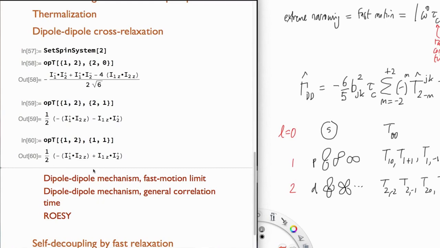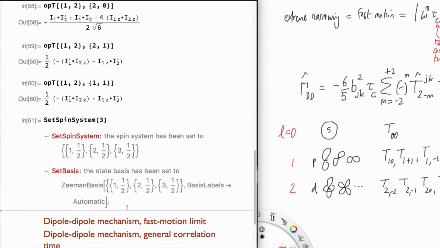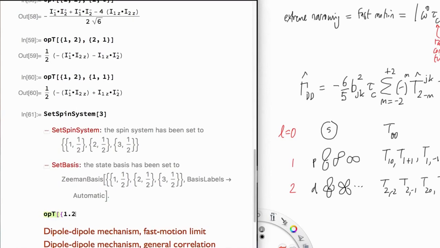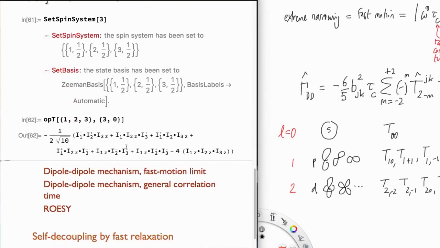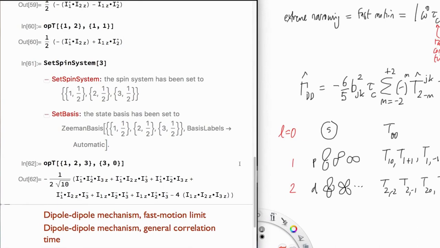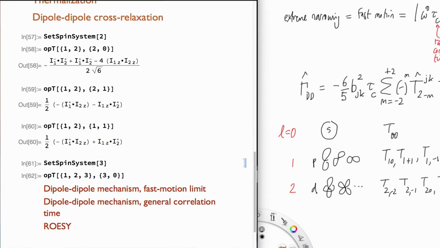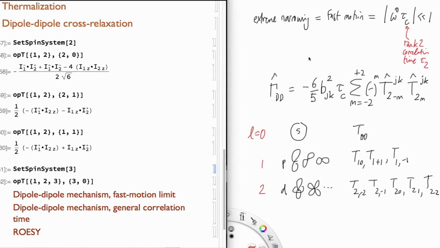So SpinDynamica knows the spherical tensor operators for any set of spin interactions. If we want the rank 3 spherical tensor operator for 3 coupled spins, then we can derive that. Now, such operators are not very commonly used in NMR theory, but they're there if we ever need them. So for dipole-dipole coupling, we're going to use rank 2 spherical tensor operators. In this fast motion limit, we can simply use this expression. You can see we have a sum of all five commutation superoperator products for all 5 spherical tensor operators of rank 2.